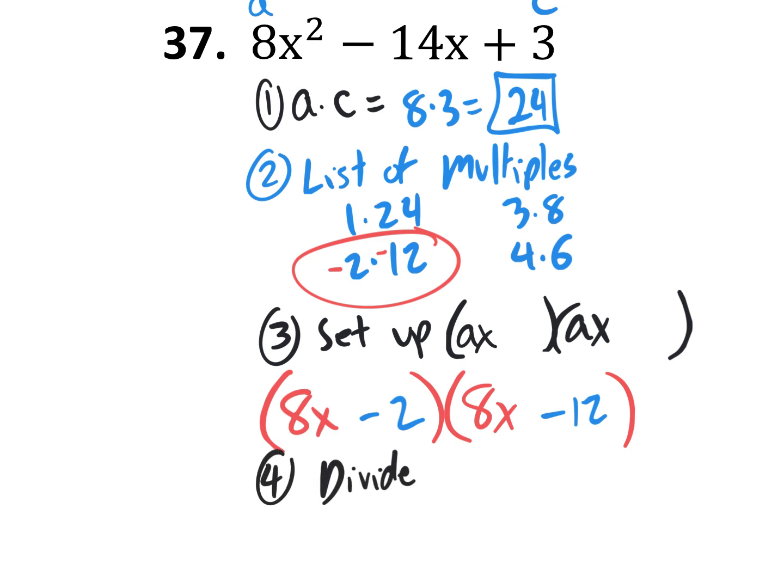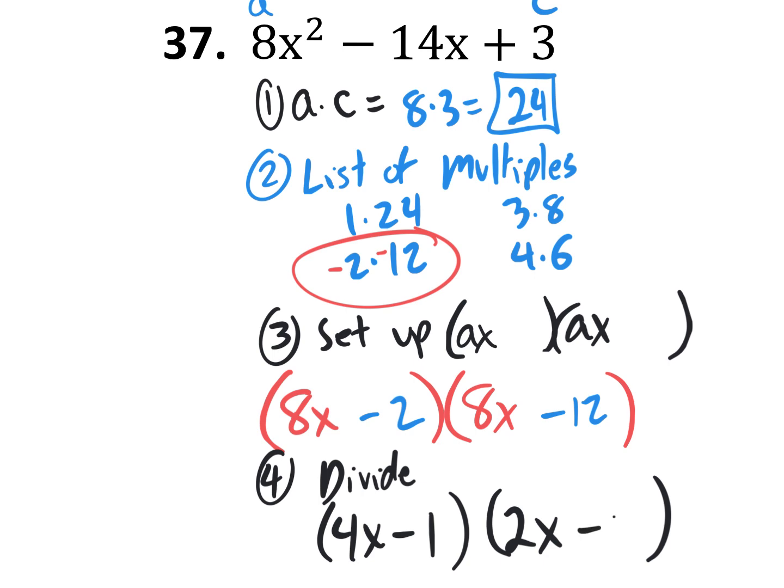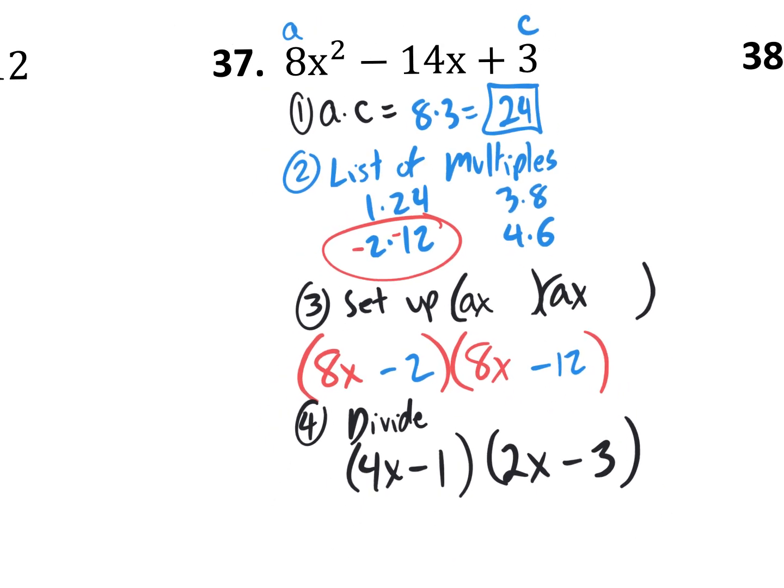Okay. So what could we divide that first binomial by? 2. So 8 divided by 2 is 4 with an x. 2 divided by 2 is 1 with a minus sign in between it. And the other one, you could divide 8 and 12. Yes, you could divide them both by 2, but what's a bigger value that you could divide both of these by? 4, right? So let's divide both of those by 4. 8x divided by 4 is 2x. 12 divided by 4 is 3. So there is your answer for number 37, the binomial 4x minus 1 times 2x minus 3.